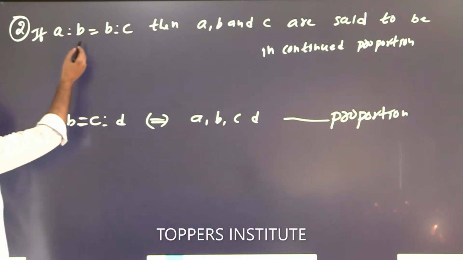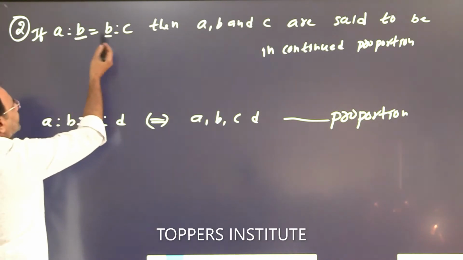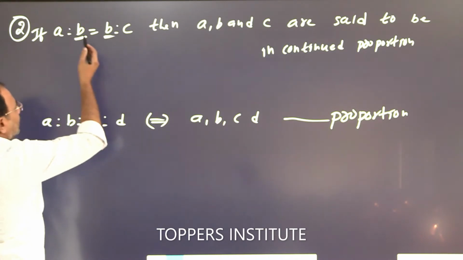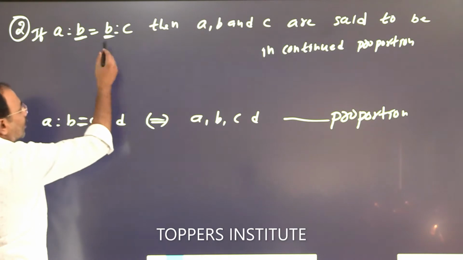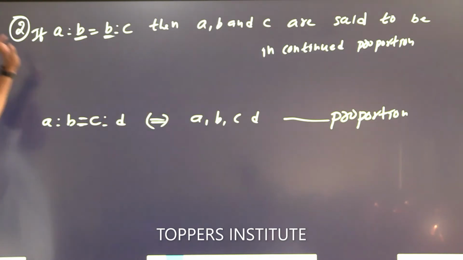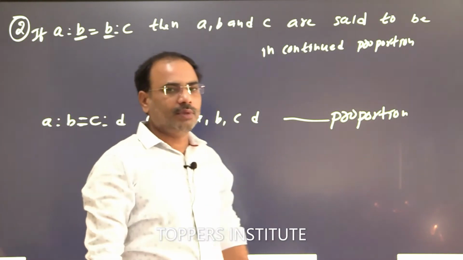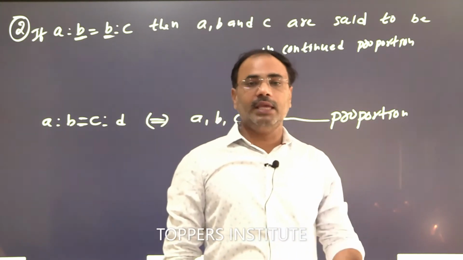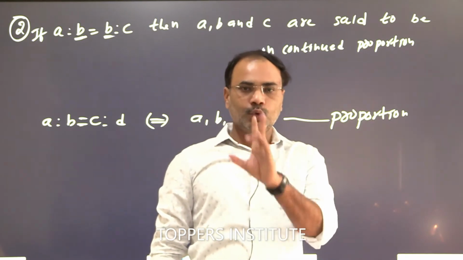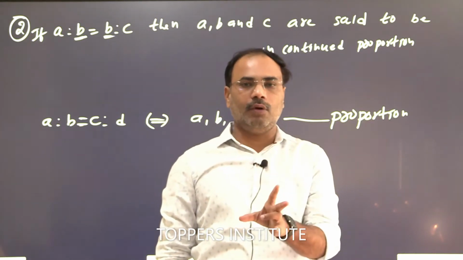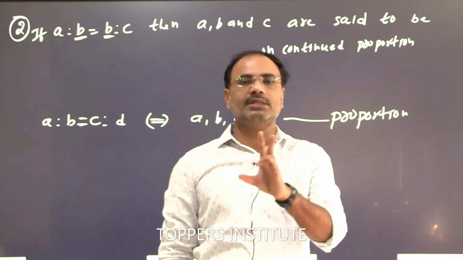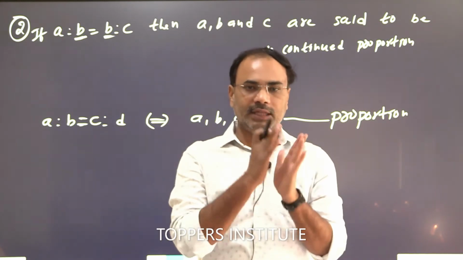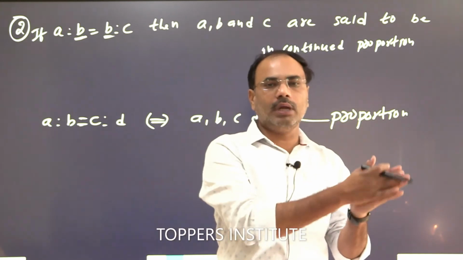But here what do you observe? The midterms, the means are same. A is to B is equal to B is to C, then this is called proportion, but this is called continued proportion. There are 2 types of proportions. First one, general proportion. If A is to B is equal to C is to D, then A, B, C, D are in proportion. If A is to B is equal to B is to C, I mean the midterms, the means are equal, then that proportion is called continued proportion. If means are equal in the proportion, then the proportion is called continued proportion.